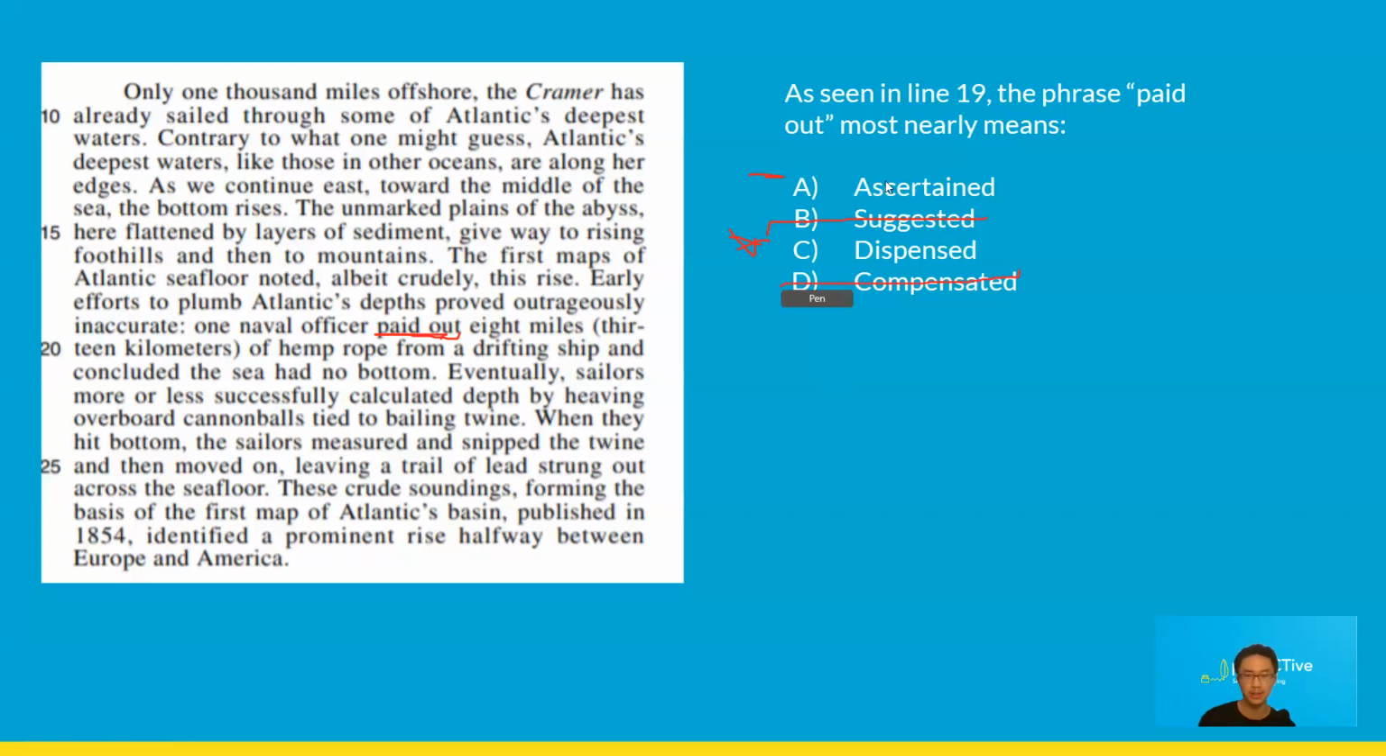That leaves us with the weird, iffy ascertained choice and the more definitive dispensed choice, right? So in theory, on paper, that leaves us with a 50-50 chance. However, when you think about what the naval officer is doing, based on what the passage is describing, he's dropping the hemp rope slowly, releasing it slowly as the ship moves along. And that matches what dispense means, because like I said before, a napkin dispenser releases napkins as you pull along. So that fits. Ultimately, dispensed is the better choice, and that's our answer. And that is the correct answer.